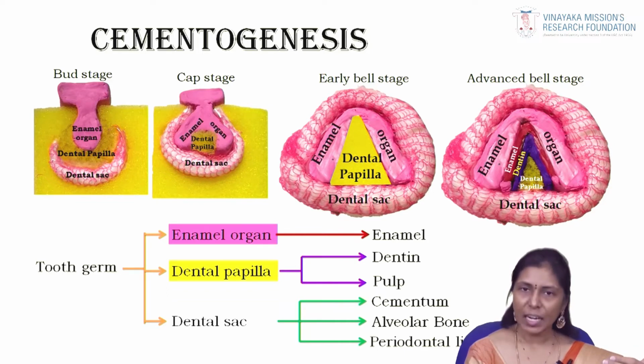The dental papilla cells next to the enamel organ are going to differentiate into odontoblast cells, and in the presence of odontoblast cells, the enamel organ's ameloblast cells get differentiated. The inner enamel epithelium cells will get differentiated into ameloblasts. Under the influence of the ameloblast, the odontoblast is going to secrete dentin. The first hard tissue that is formed is going to be dentin.